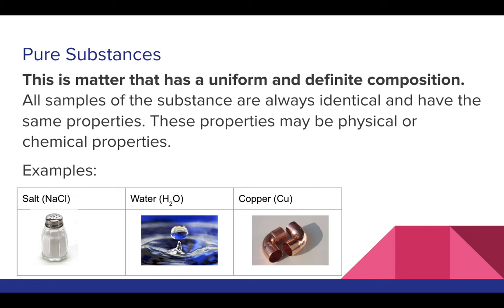So here are 3 examples of pure substances: salt, which is pure sodium chloride, water, which has the formula H2O, and copper, which has the symbol Cu. And all 3 of these, whatever sample you have of salt, water, and copper, will have a uniform and definite composition, and their properties will always be the same.